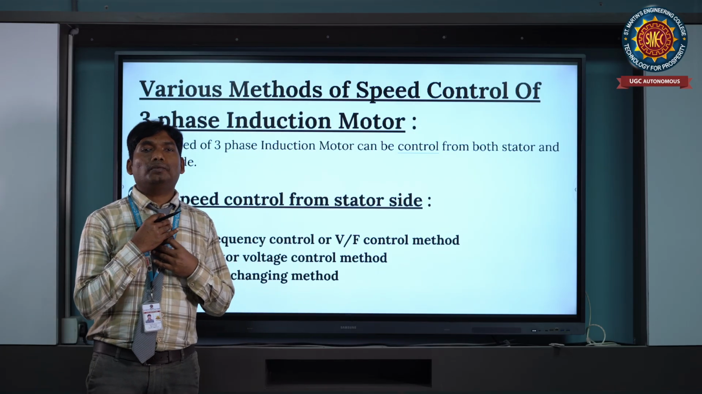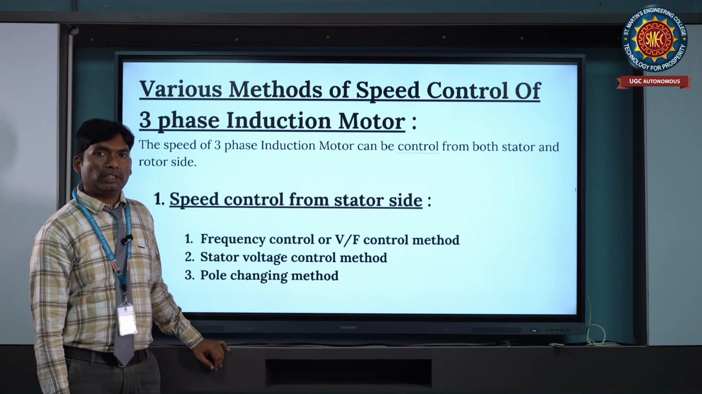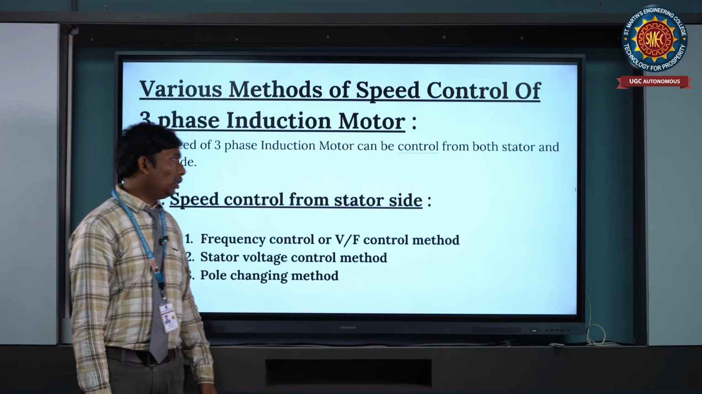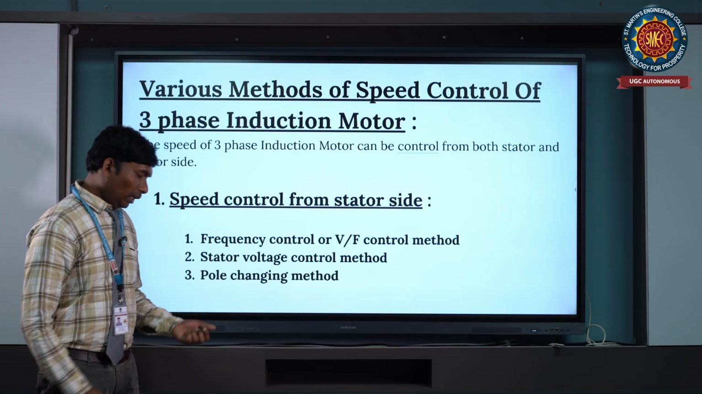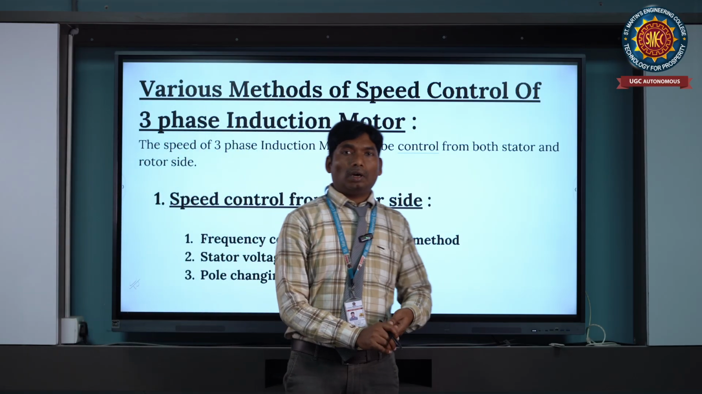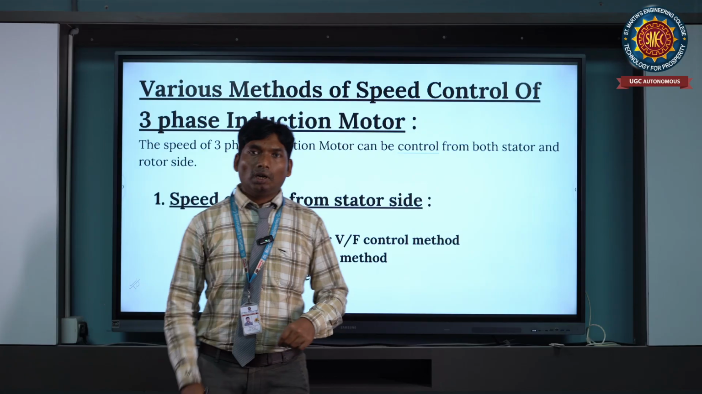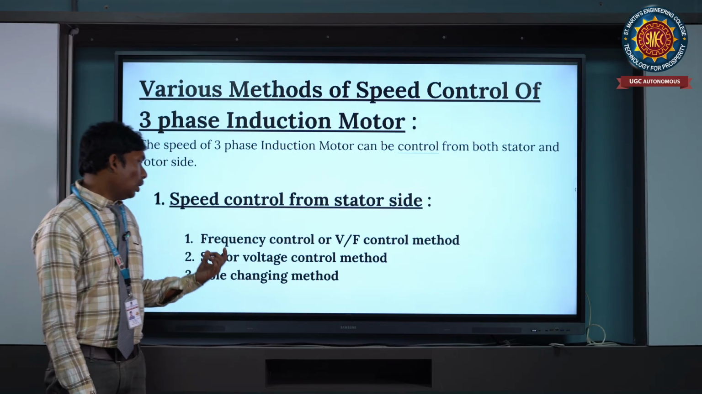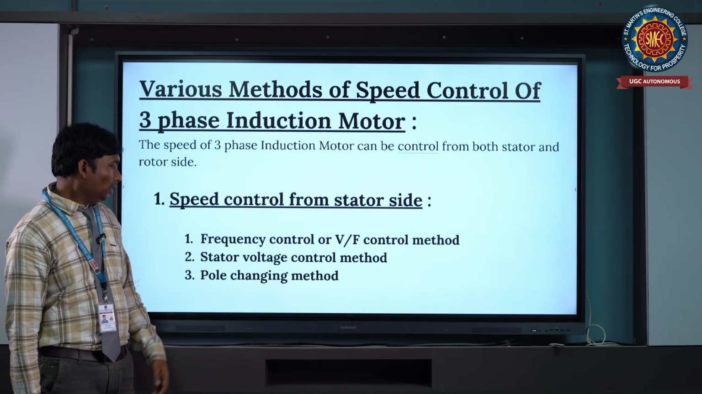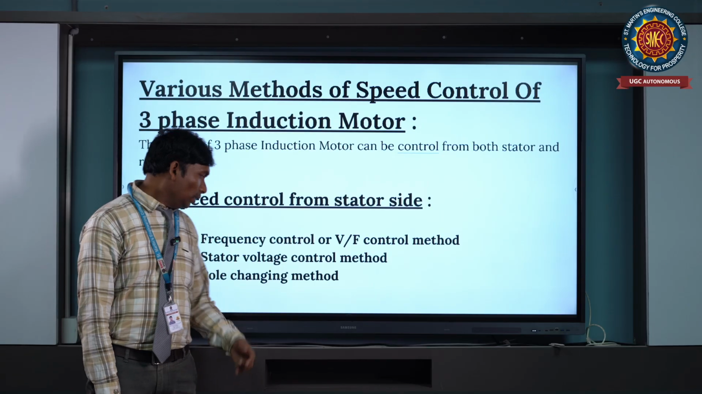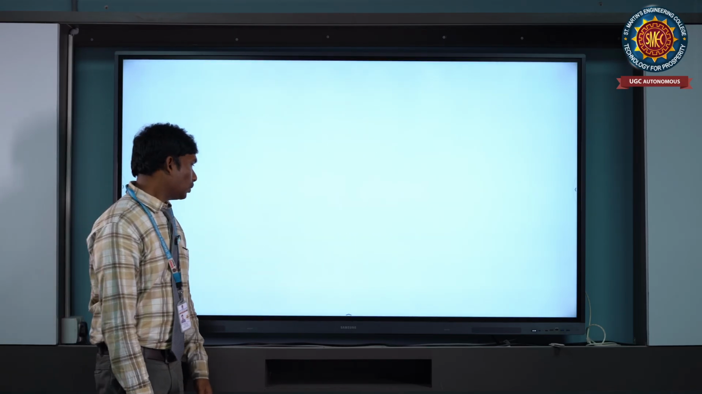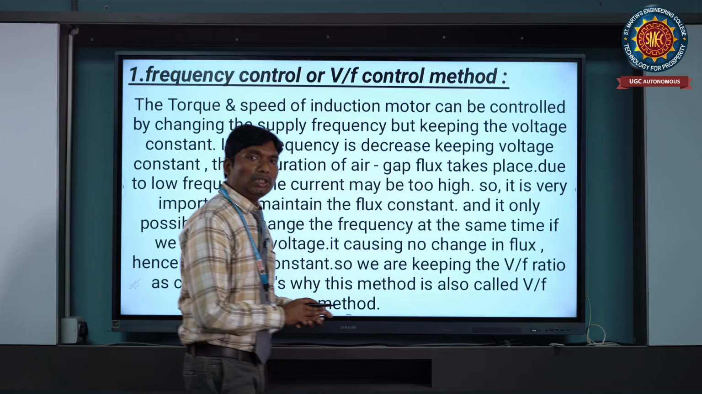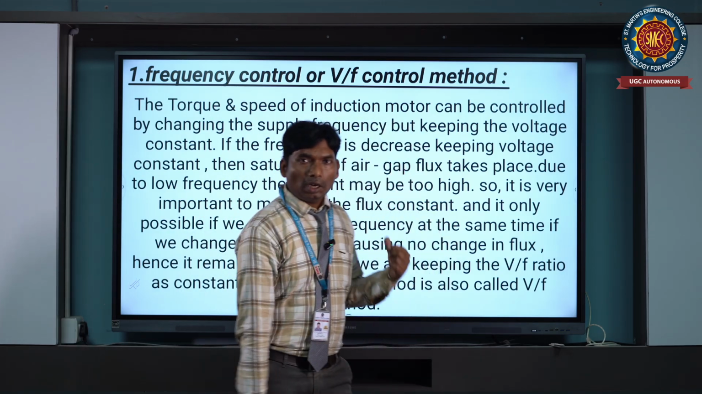The speed control of three-phase induction motor can be done through various methods. Each method has its own advantages and disadvantages. We can control the speed of the induction motor from the stator side as well as the rotor side. From the stator side, we can control the speed in four ways. One is the frequency control method or V by F control method. Second one is the stator voltage control method. Third one is the pole changing method. Frequency control method: in this method, we can control the speed of the induction motor by varying the frequency.